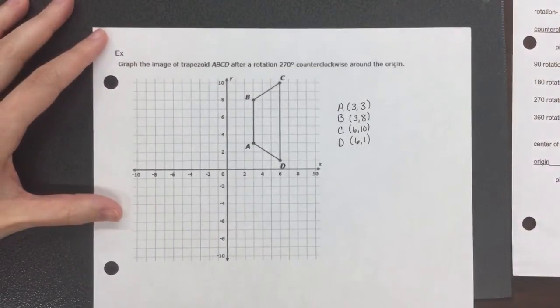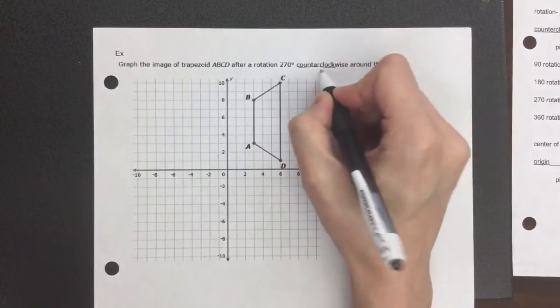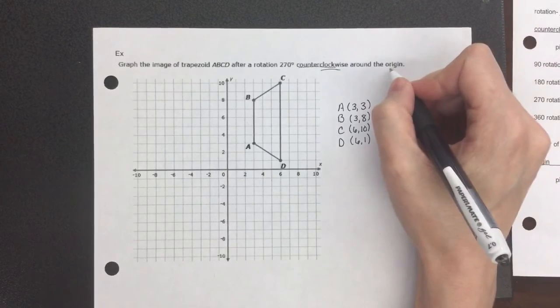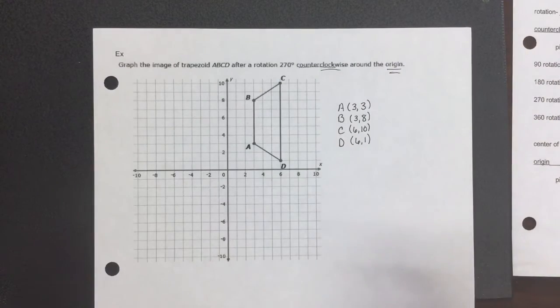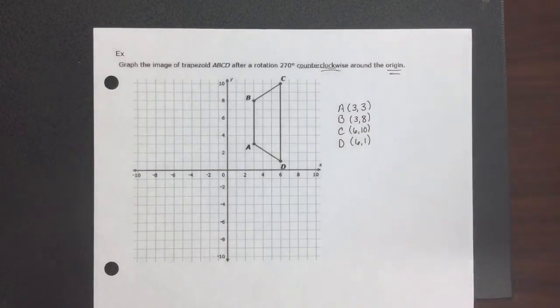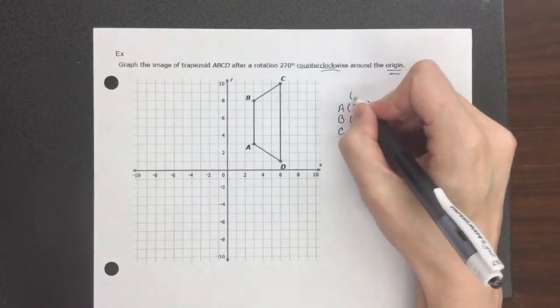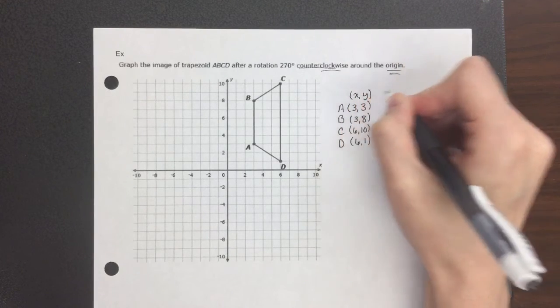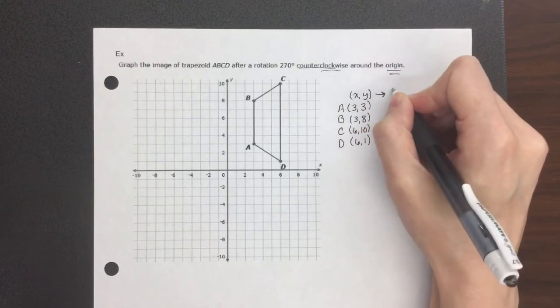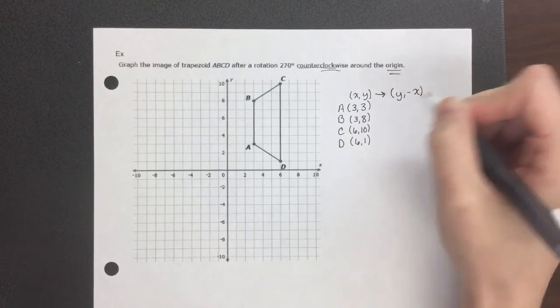Looking at the last one, graph the image of the trapezoid after a rotation 270 degrees. Just double check and make sure it really does say clockwise and really does say origin. So we're looking at 270 degrees. Looking at that rule that we have there, it says we're going to take our original point xy, or our pre-image, and the image of it is going to be y, opposite of your x value.